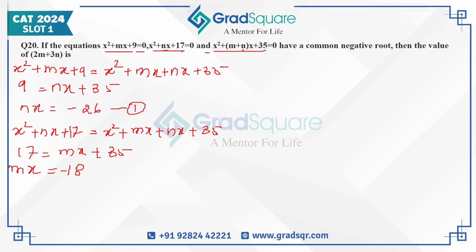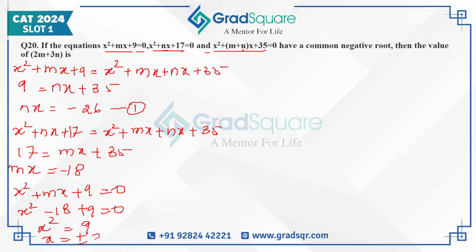So I can start substituting. I have x square plus mx plus 9 equal to 0. In the place of mx, let me put minus 18, plus 9 equal to 0. So x square is equal to 9 and x is equal to plus minus 3, right? They have said that they all have a common negative root, so for everyone x is equal to minus 3. So x is equal to minus 3 is going to satisfy all the equations.